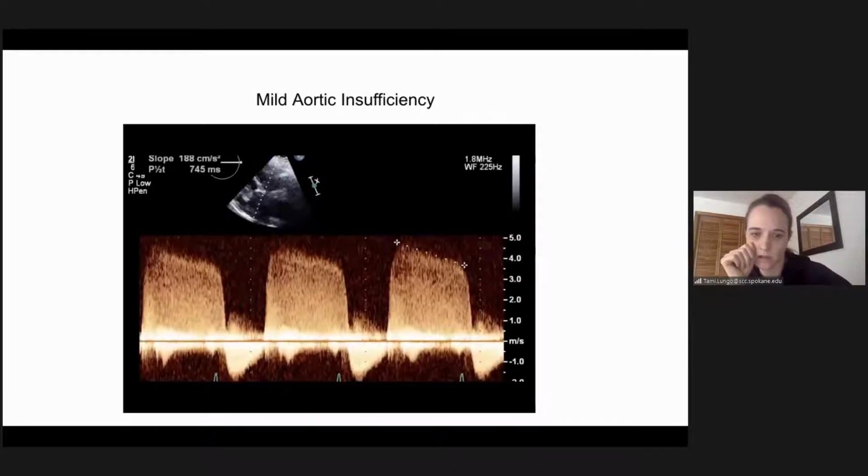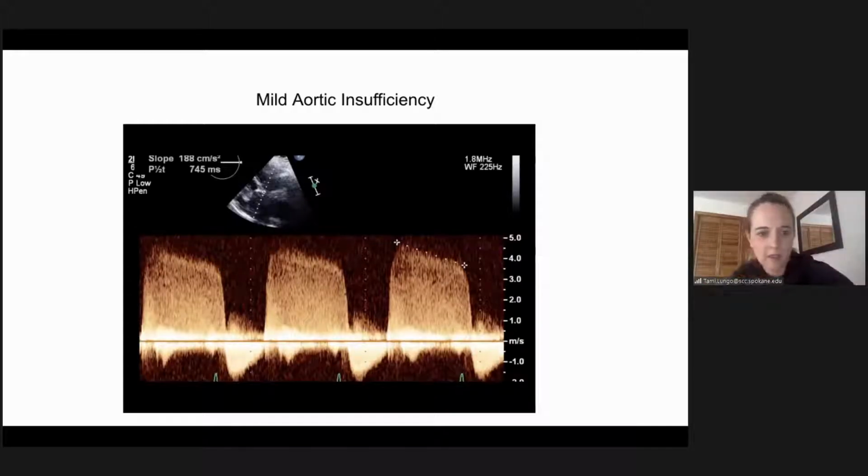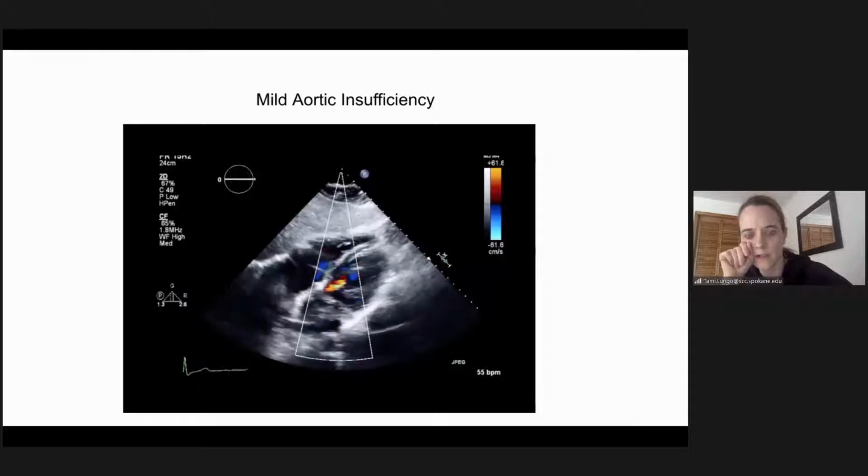And I'm not sure. So that's the AI that I said you measure. You have to get that total. That's a 745 right there. So it's mild. It's over the 500.